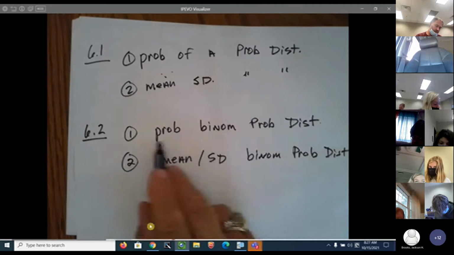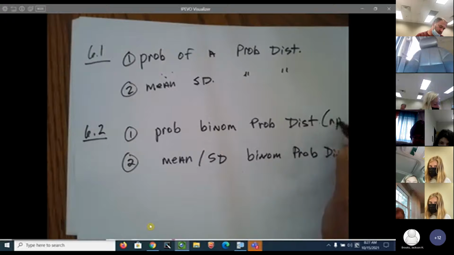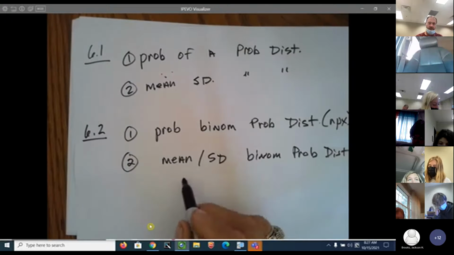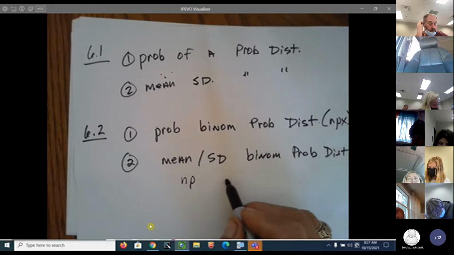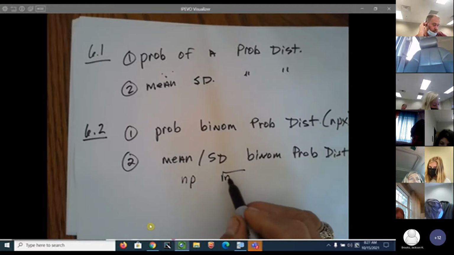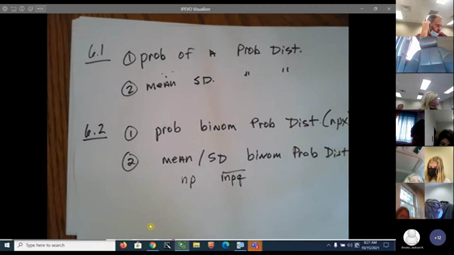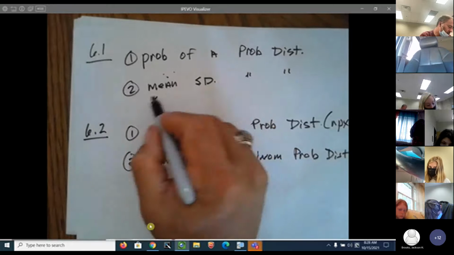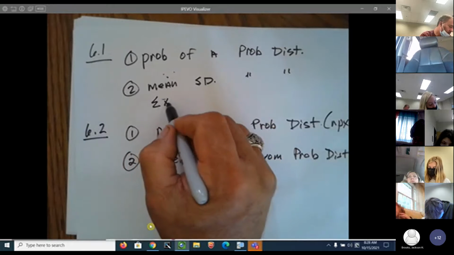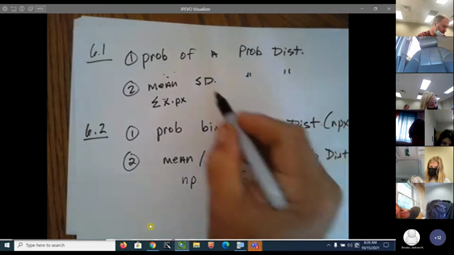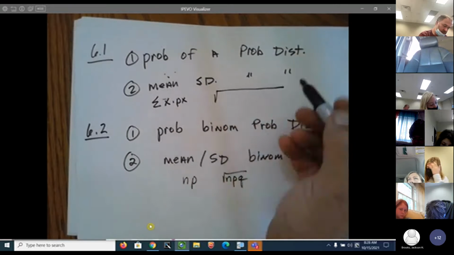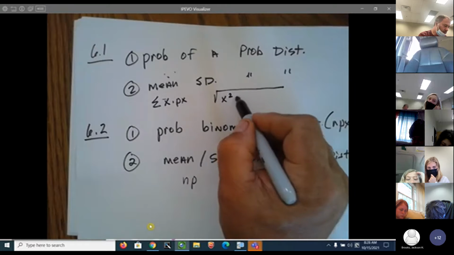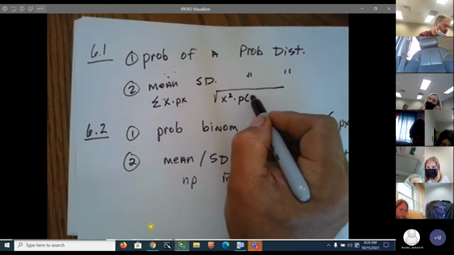Of course, for this one the probability is NPX, and the mean and the standard deviation are NP and the square root of NPQ. Up here, we had those formulas. The mean is equal to the summation of x times p of x, and the standard deviation is equal to the square root of the summation of x squared times p of x, minus mu squared.